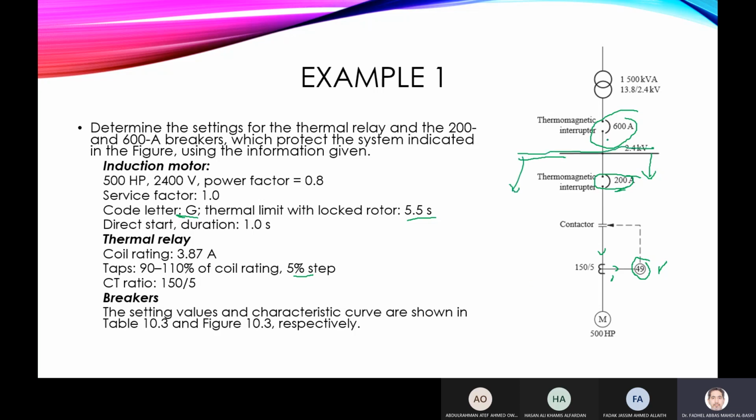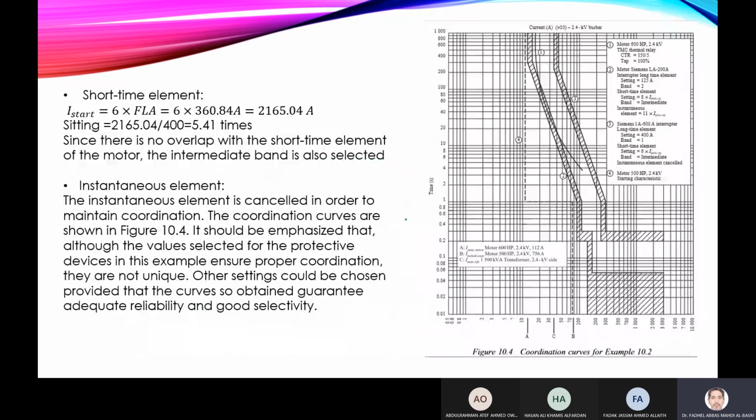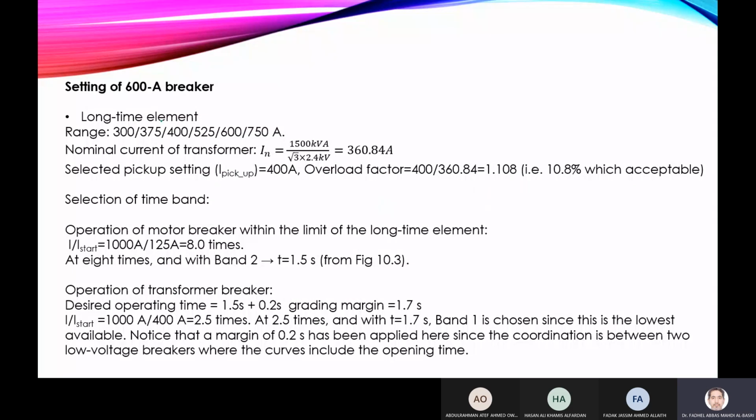So your full load current here is not the same as the motor current, because you don't know the other feeders leaving this bus. So I have to take the full load current from the transformer rating. My full load current is the transformer LV side full load current to set this one. So we'll do the same thing, but using now the 600 breaker. Our full load current is the transformer rating over the voltage.